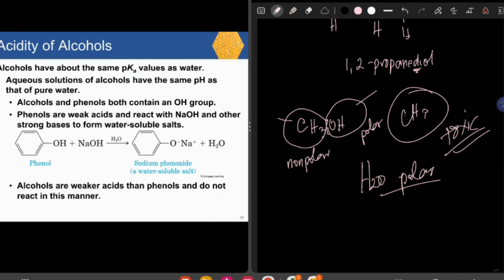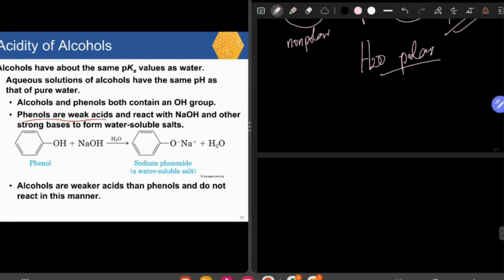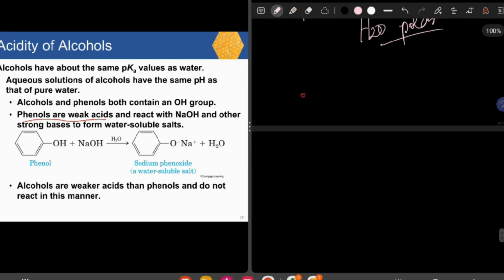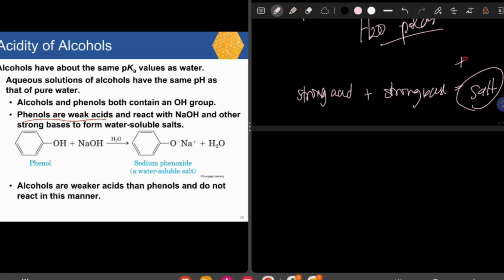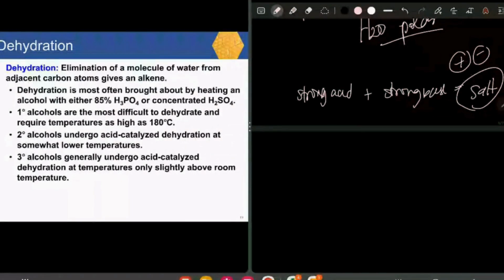No? Phenols, tanda nito, phenols, they are weak acids and react with NaOH and other strong base to form water-soluble salt. Now, I want you to remember that if we combine a strong acid with a strong base, the result will always be a salt. A salt containing both positive and negatively charged particle on its main compound. So we have negative and positive charge particle. Okay, so we have different methods, no, that we can employ on our alcohols.